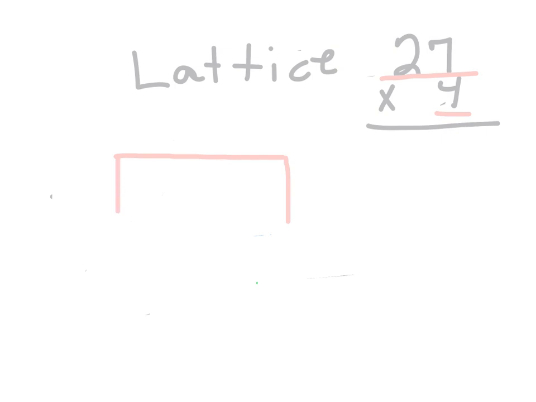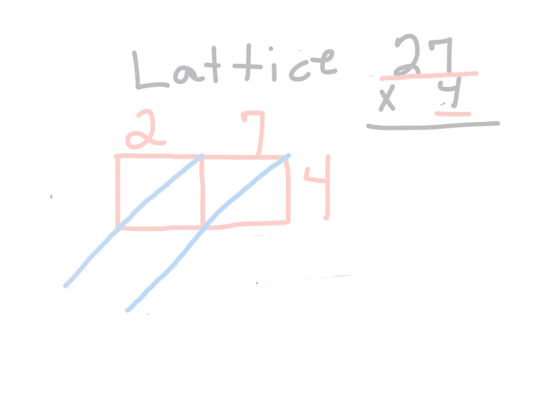But one thing that's going to be different in the lattice method is that instead of putting 20 and 7, I put a 2 and a 7 and then my 4 on the side. So it looks kind of similar to the area model, but you break it up like that. But here comes the fun part. Now we're going to make the ladder. So now we're going to go up in this corner here, and we're going to divide this square like so. And then we're going to go over here to this corner and divide that like so.